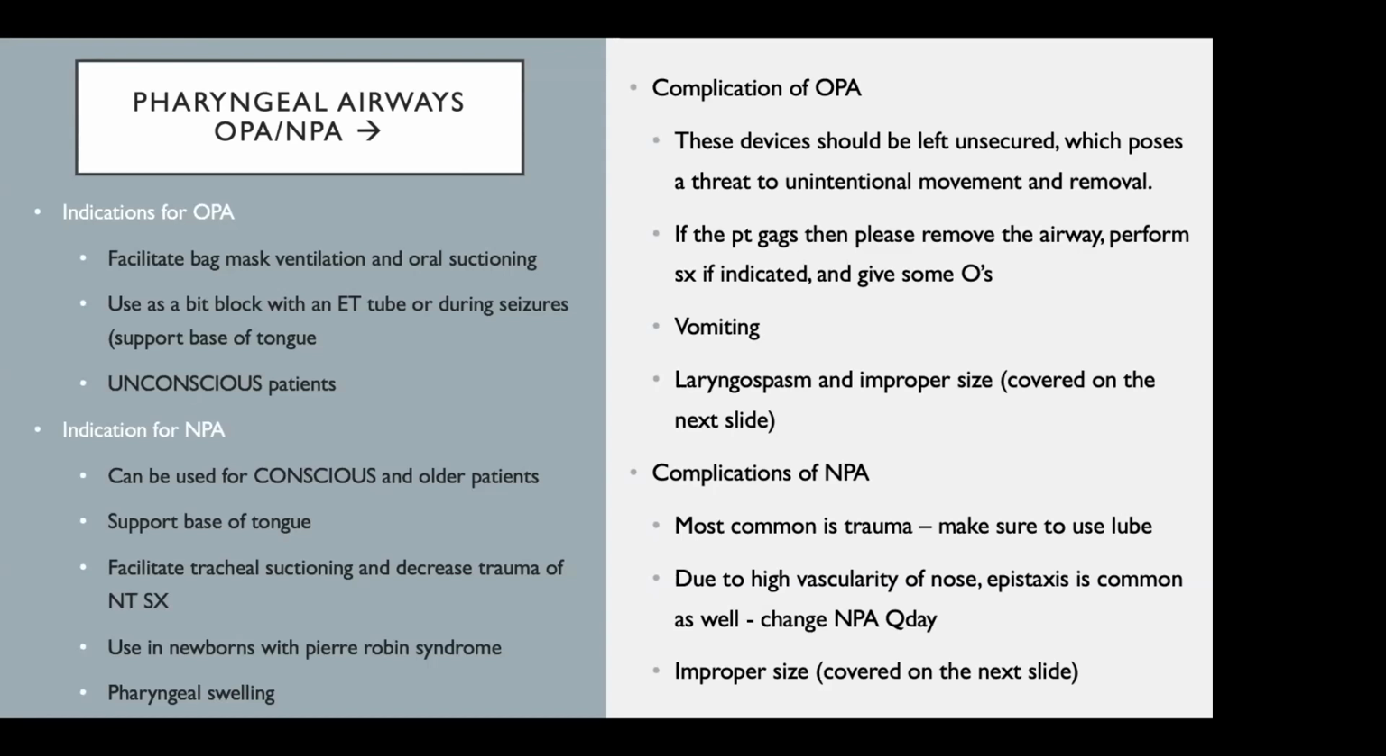Complications of an NPA. The most common is trauma. We know that the nose is composed of a very vascular system. I always tell people, flick somebody hard enough in the nose, they'll start bleeding, right? So it's one thing to put, say, a 12 French, 14 French catheter, whatever you've got, and NT suction somebody, right? It's another thing to take that big old NPA into somebody's nose, right? So the most common complication is trauma. And the biggest way to mitigate this is to use as much lube as you can, water-soluble lube, right? Due to the high vascularity of the nose, epistaxis is common as well.